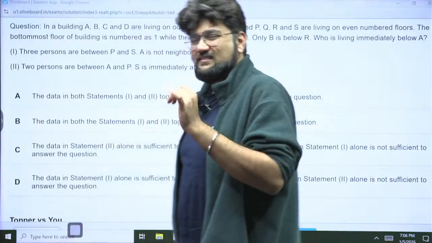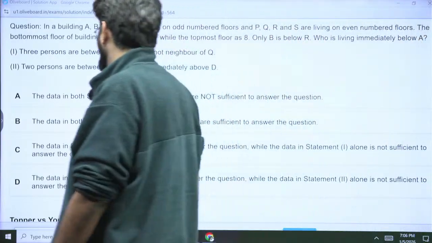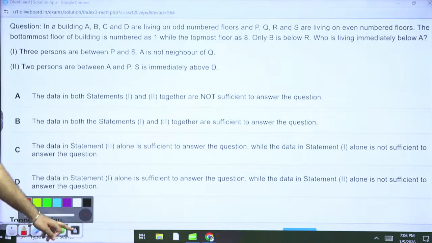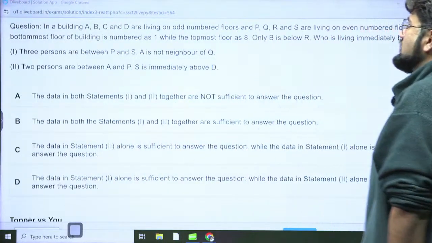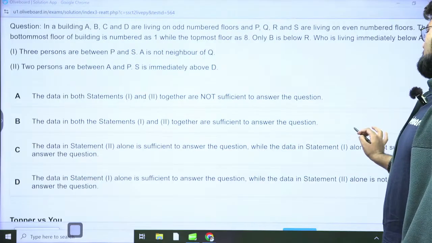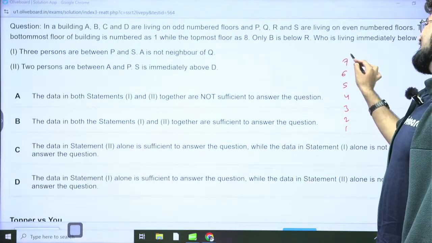Interesting questions, but some errors as well, so I will discuss those with you. The very first question, let's start here. It's a very interesting take. All right, so it is given that there are 8 floors in a building. In a building, ABCD are living on odd numbered floors and PQRS are living on even numbered floors, and the bottommost floor is numbered as 1. So this is 1, 2, 3, 4, 5, 6, 7, 8.